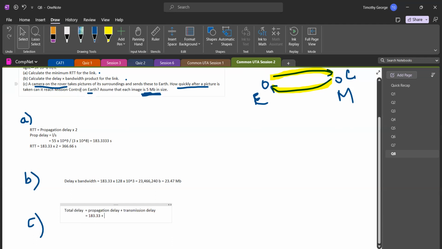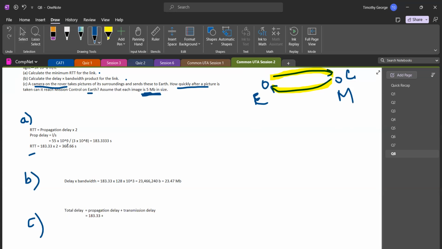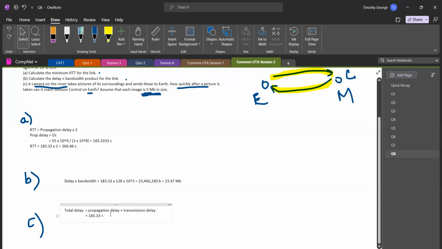And we won't use RTT, right? Why are we not using RTT? Because RTT is for both going and coming. And this is just one, they were just asked, picture is taken, it will reach Earth, so that's only one. Okay. What is the transmission delay?